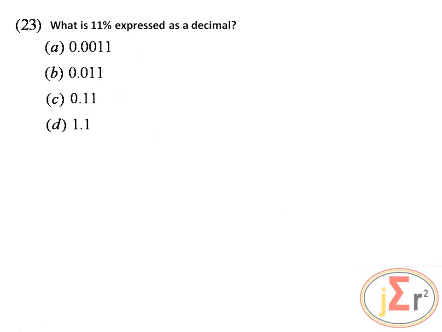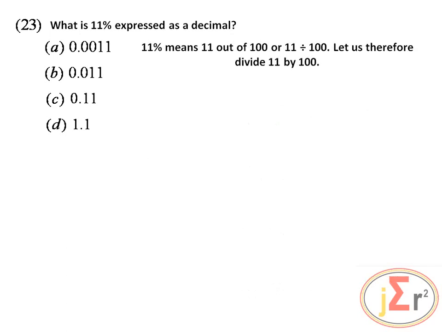What is 11% expressed as a decimal? 11% means 11 out of 100, or 11 divided by 100. Let us therefore divide 11 by 100. And this is the one that Jerry Lewis hates. He hates when I use long division.